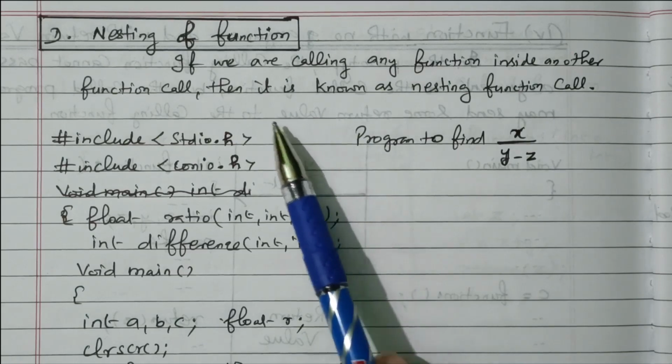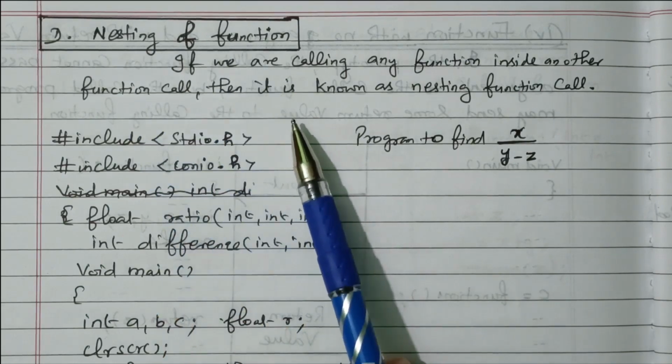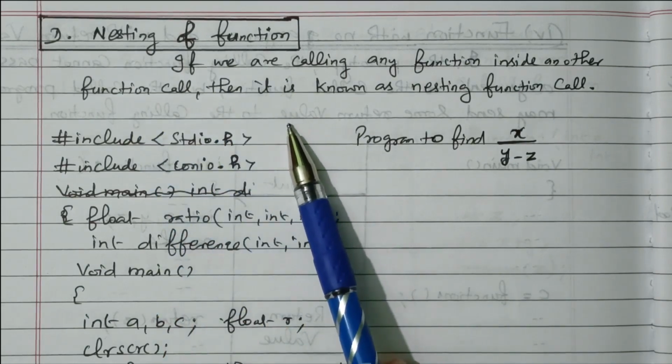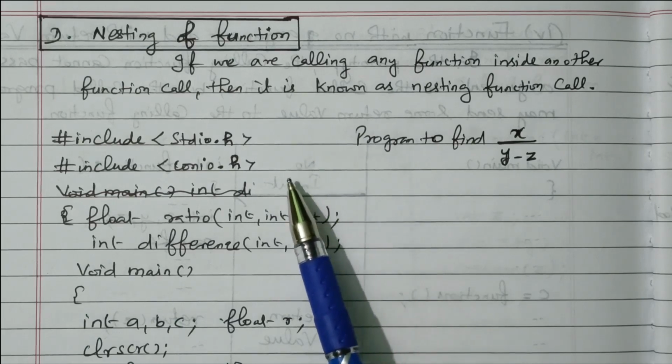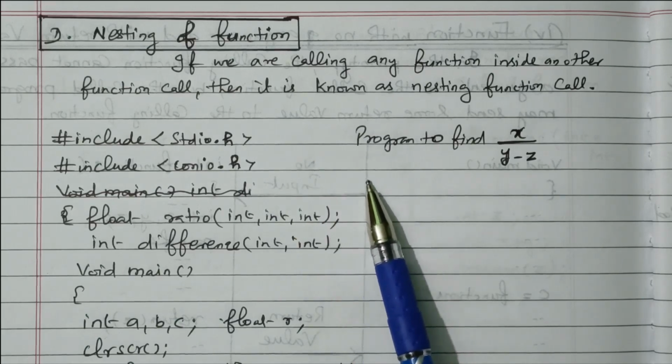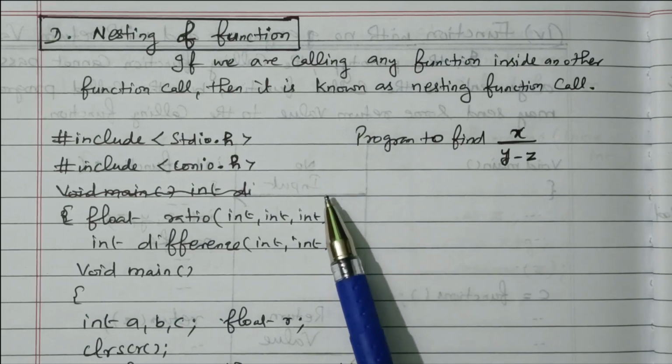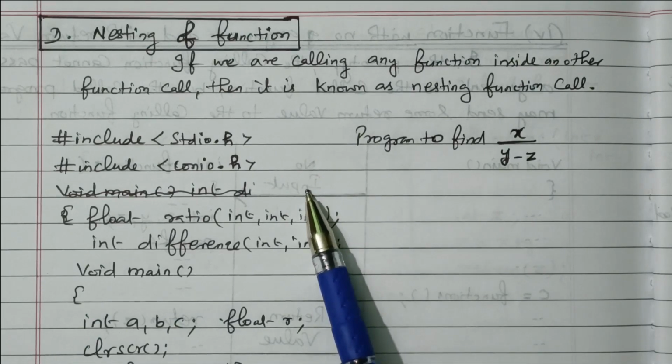Now we'll go to the topic, nesting of function. We know that in C programming we have the main program and functions. A function is a subprogram. The subprogram will perform a particular task. Whenever we need, we can call it from the main program. That is the concept of function.